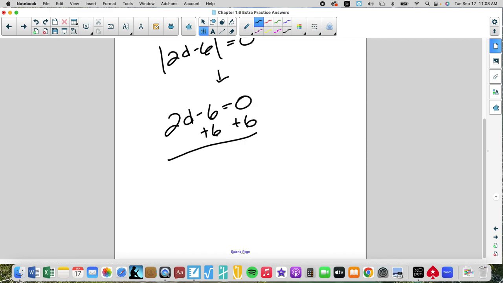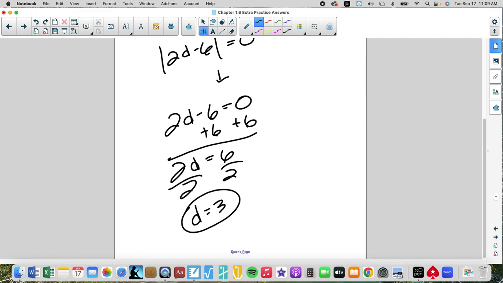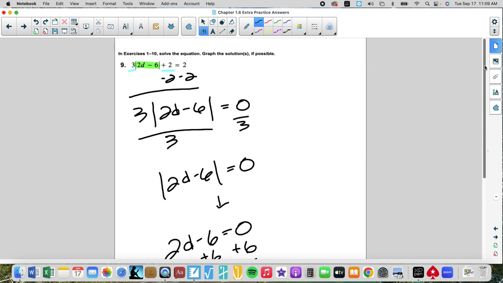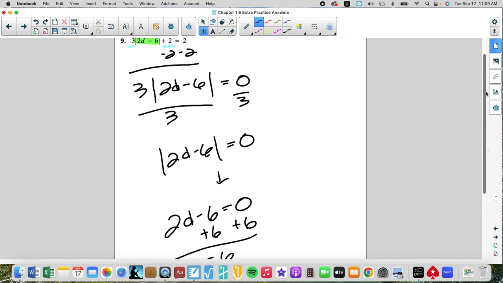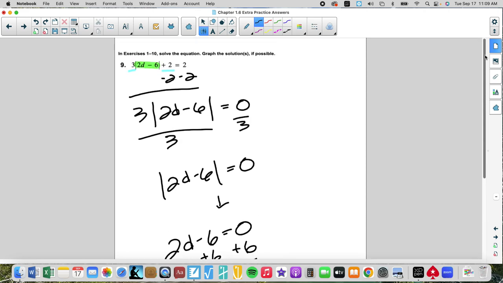Plus 6. 2d equals 6, divide by 2, d equals 3. And in this absolute value, we only have one solution. We can mentally throw it in there. 2 times 3 is 6. 6 minus 6 is 0. Absolute value of 0 is 0. Times 3 is 0. Plus 2 is 2.